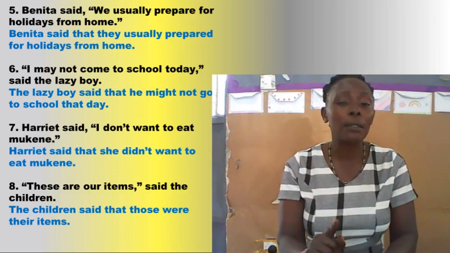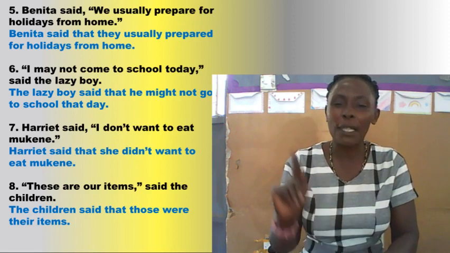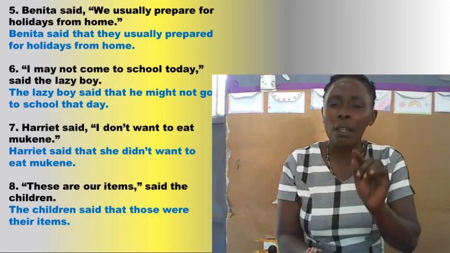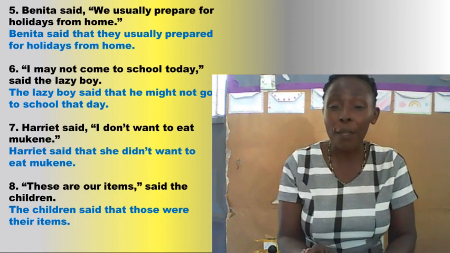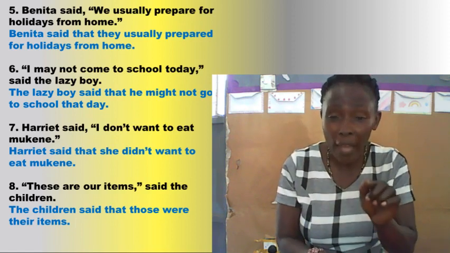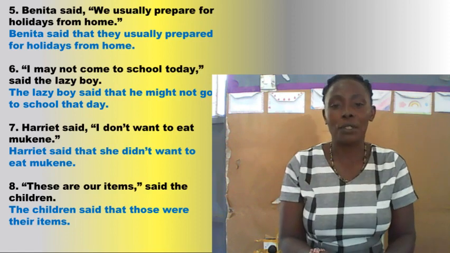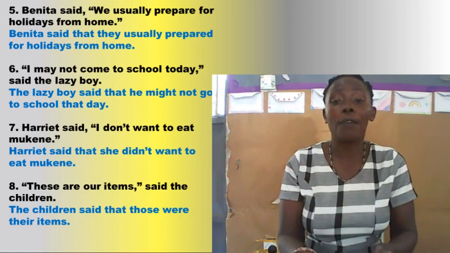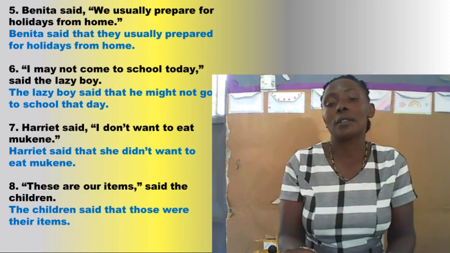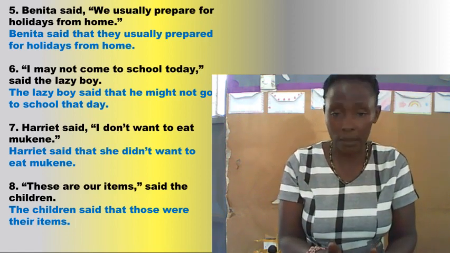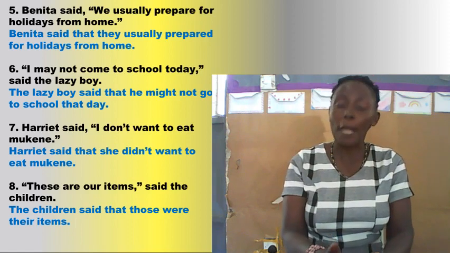If it's not a fact, but if it's a fact, you have to report the head and say the children said that those are their items. If it's a fact and you are reporting it to somebody, don't tamper with it. They said that those are their items. But if it's not a fact you heard from them, you have to say, the children said that those were their items. Maybe they were deceiving. That's what you have to say if it's not a fact. The children said that those were their items.